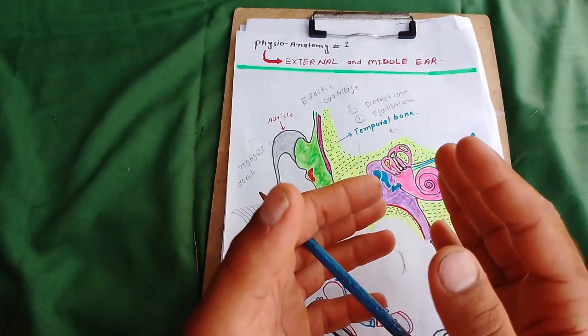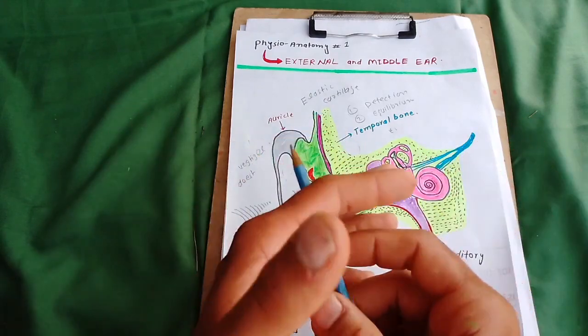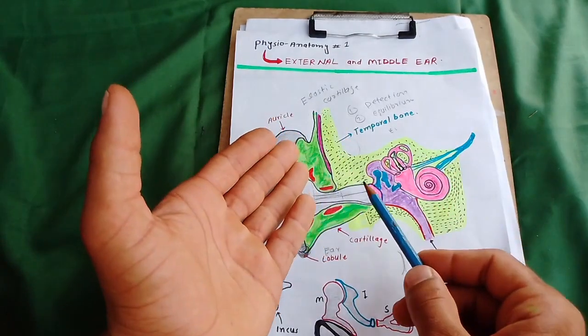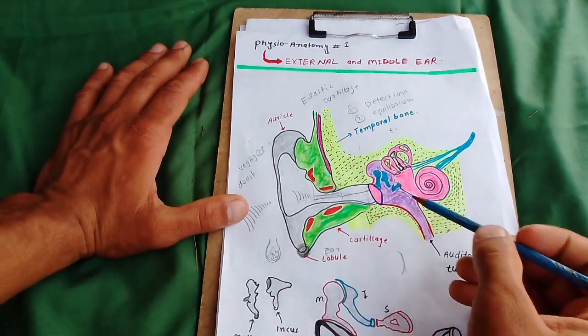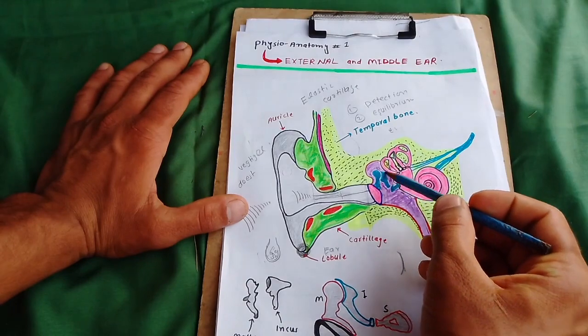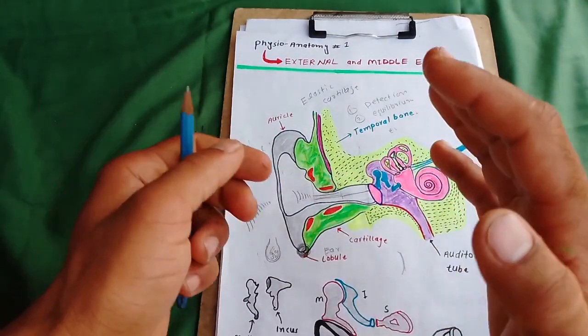Eardrum is a thin fibrous structure. Fibrous means it is made of fibrous tissue. It is a very thin membrane which separates the external ear from the middle ear. This is the external ear. This is the middle ear. Okay, so the eardrum.